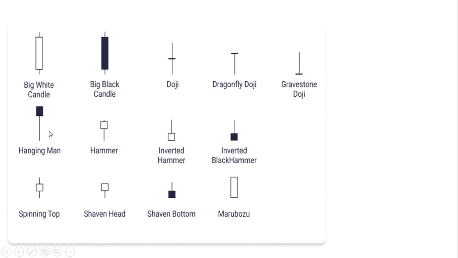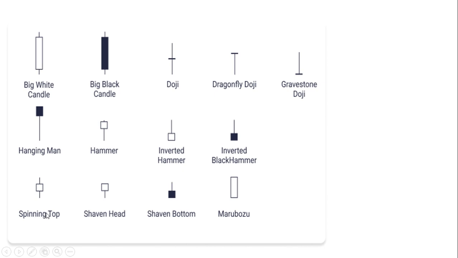Okay, when we come to charts, you'll be seeing all these candlesticks, which I'll show you as we progress in this video. If you look at it, this is a hammer. This is an inverted hammer. This is also an inverted black hammer. We have it here, a big black candle.